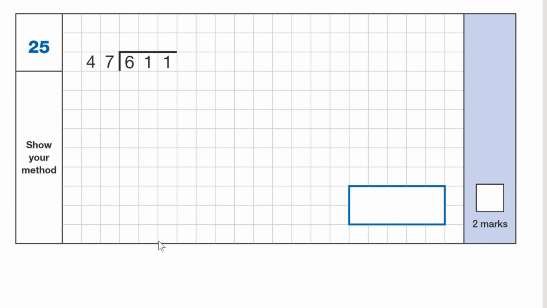Question 25, 611 divided by 47. It's been written in the bus stop, so it's showing you that you do need to use this method. Now this is long division because this number 47, you probably don't know your 47 times tables, so it is long division. Now long division is an important skill to master.